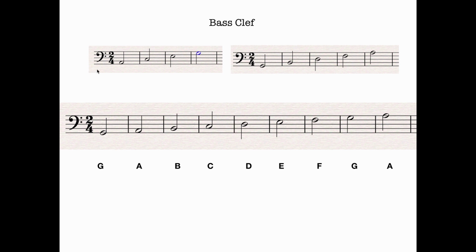Similarly, I have put them all together here. The spaces, all cows eat grass, A, C, E, and G. And the lines, green buses drive fast always, G, B, D, F, and A. On the bottom, in ascending pitch, we have G followed by A, B, C, D, E, F, G, and back to A again.